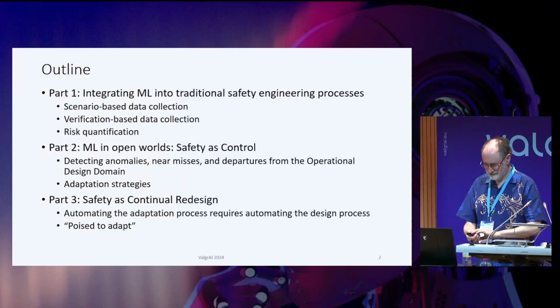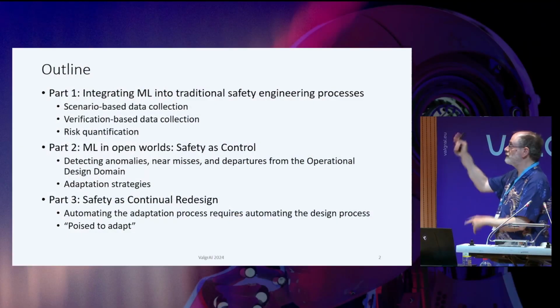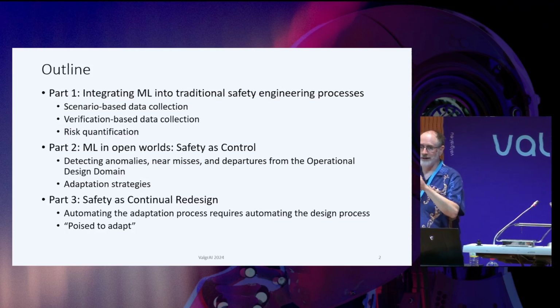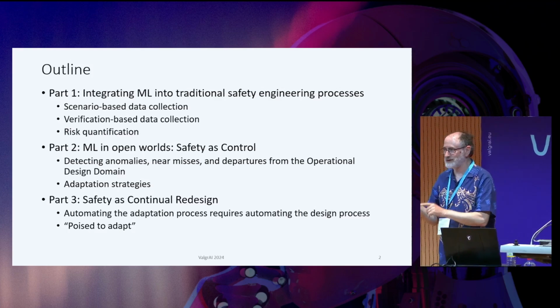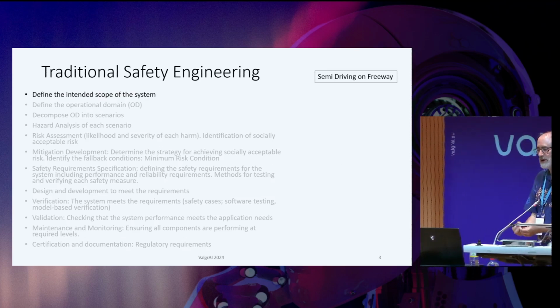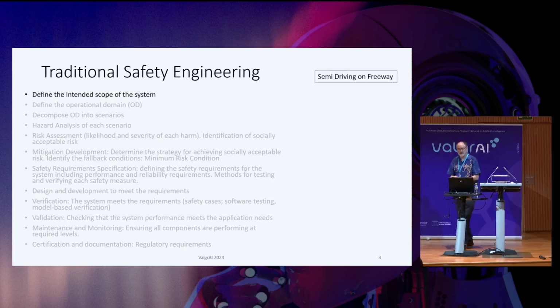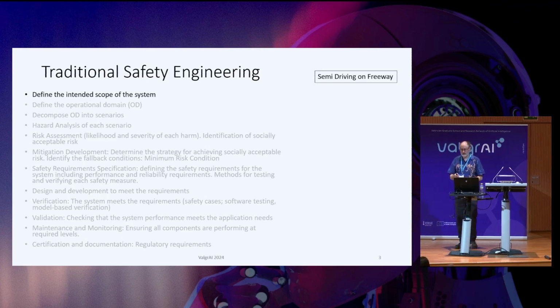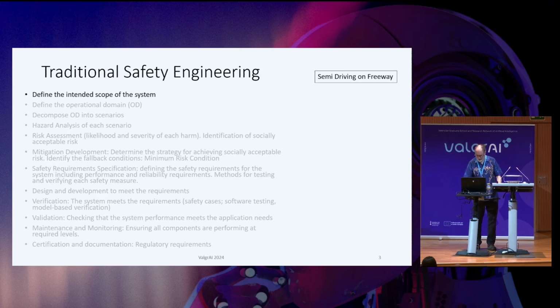So the talk will be in 3 parts, but basically part 1 is the majority, and then the other 2 parts are just a final wrap-up. I thought I would start by describing traditional safety engineering as I understand it, and using as example semi-driving on freeways.